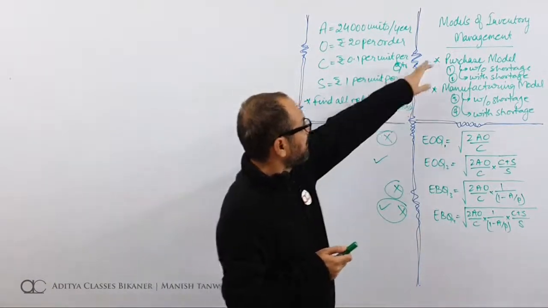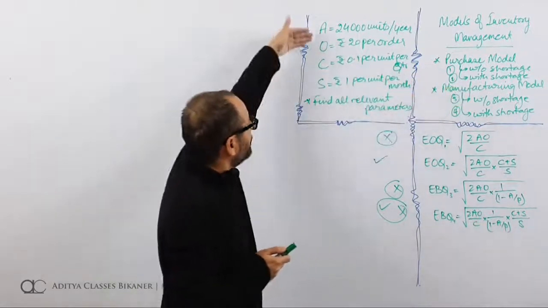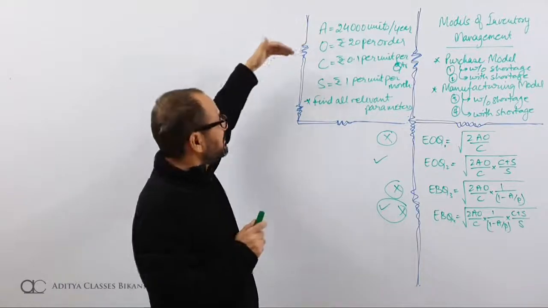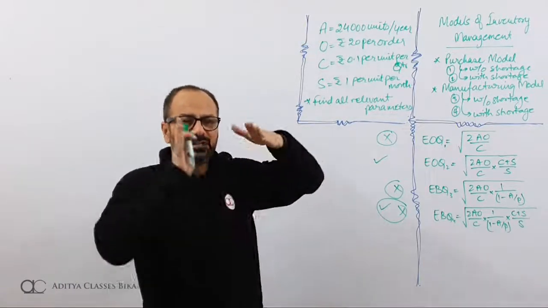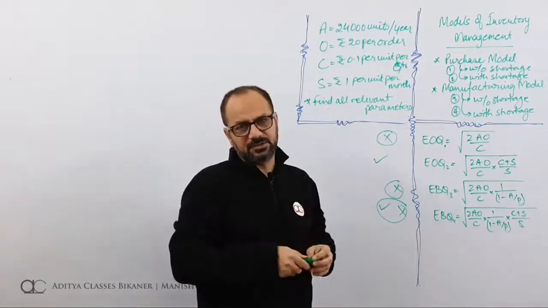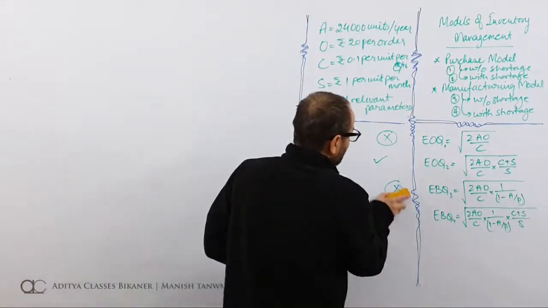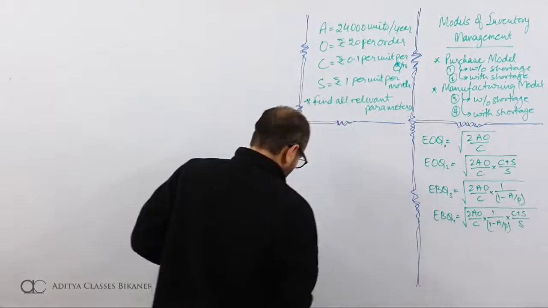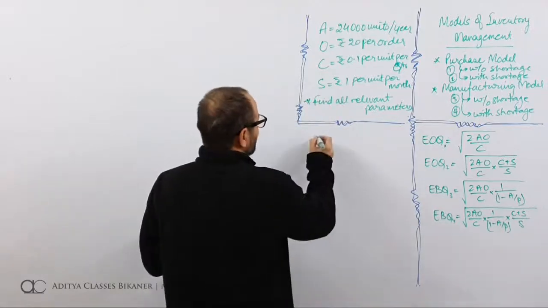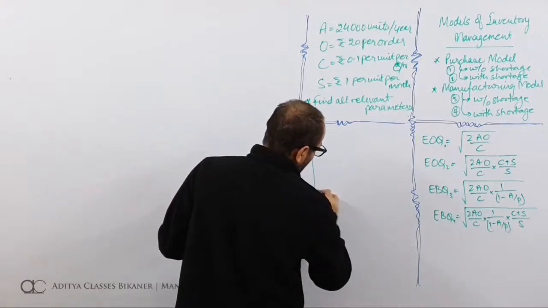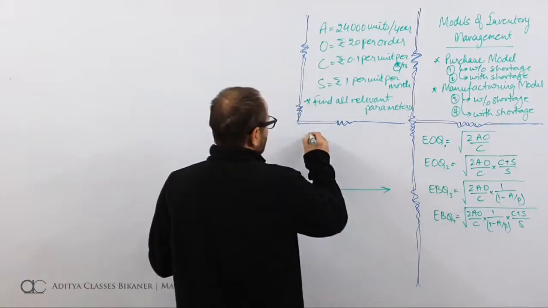What is the second model? It is the purchase model with shortage. Obviously when there is no production rate, it has to be a purchase model, and when there is shortage cost, it is a purchase model with shortage cost. And what are the relevant parameters for this model? Let us first make this model and then we'll trace all those relevant parameters.